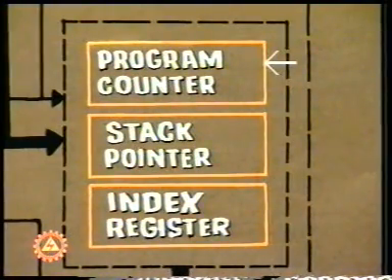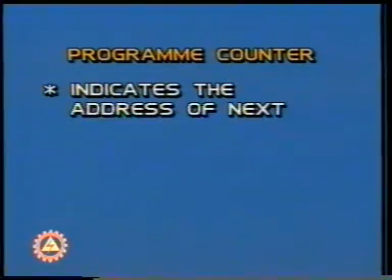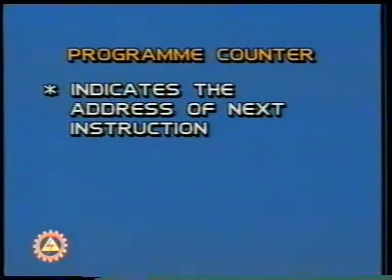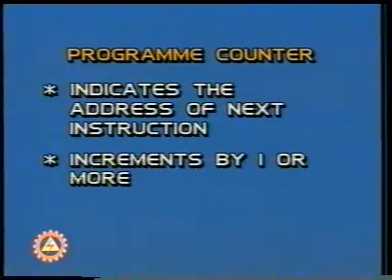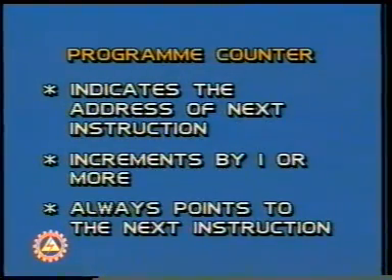Program counter, that is PC, is a special purpose register that keeps track of the instruction, and after completion of each instruction, it indicates the address of the next instruction to be fetched by the processor. The PC automatically increments by one or more depending upon the length of the instruction, so that it always points to the next instruction to be fetched.